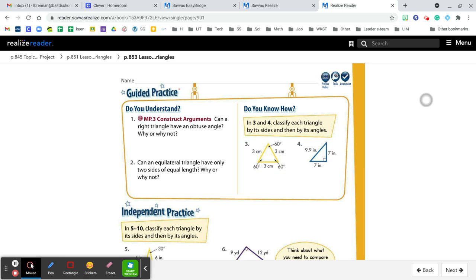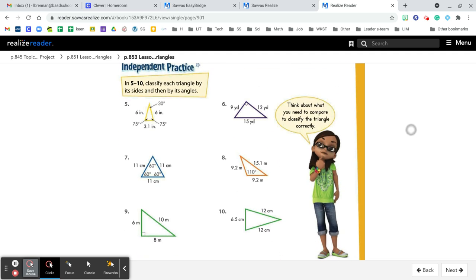I'm going to go down a little bit here and do a little bit more quick classification. Number 5, two sides are equal, so we call that isosceles. And I've got a 75 degree, a 75, and a 30 degree. Those are all less than 90 degrees, so those are called acute angles. If the angle's less than 90 degrees, it's acute. Greater than 90 degrees, it's called obtuse.